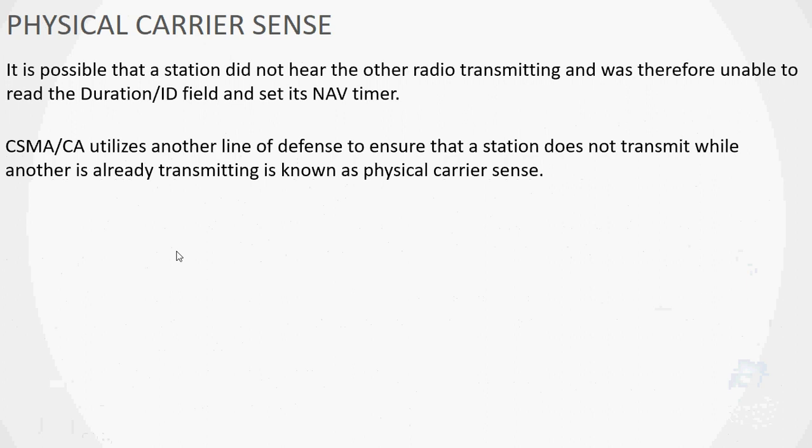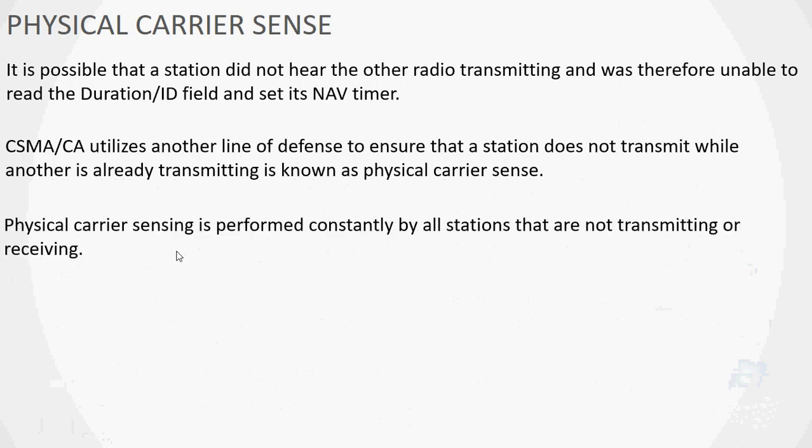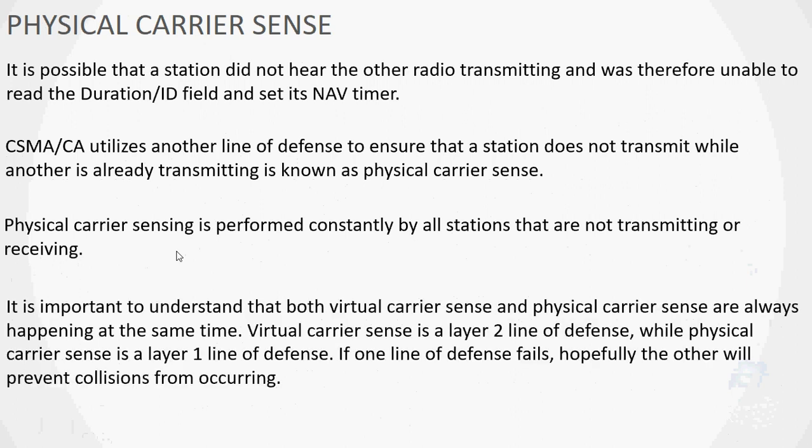Okay, so CSMA/CA utilizes another line of defense to ensure that a station does not transmit while another radio is already transmitting, known as physical carrier sense. Physical carrier sensing is performed consistently by all the stations that are not transmitting or receiving. It is important to understand that both virtual carrier sense and physical carrier sense are always happening at the same time. Virtual carrier sense is the layer 2 line of defense, while physical carrier sense is the layer 1 line of defense. If one line of defense fails, hopefully the other will prevent a collision from occurring.